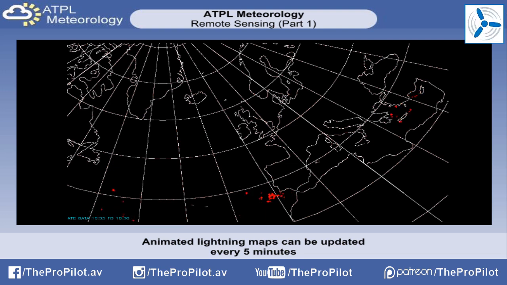From the calculations, a map showing lightning strikes can be produced. These maps are usually animated in steps through time to show the developments and movement of thunderstorm activity, normally updated every 5 minutes.